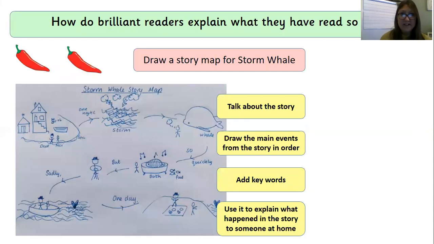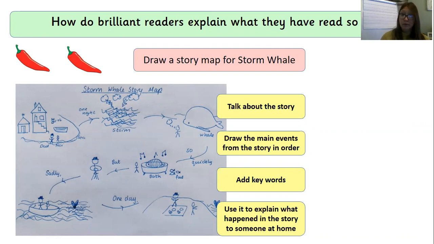For our Two Chili Challenge today, I would like you to draw me a story map for Stormwell. You can begin by talking about the story with someone at home or watching the video again to remind yourself of what happened. Then I would like you to draw the main events from the story in the correct order from the beginning to the end.